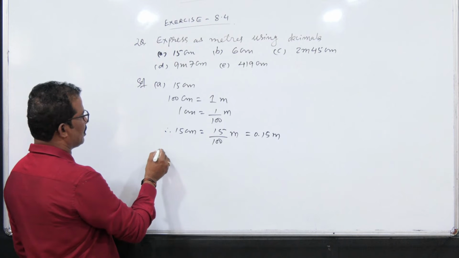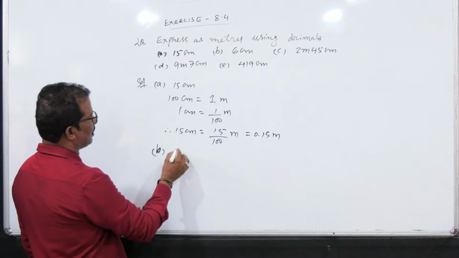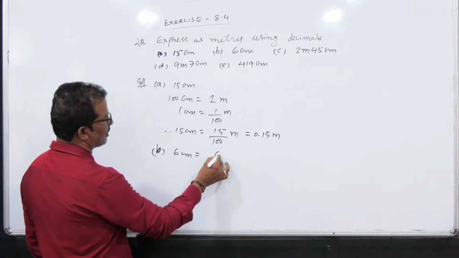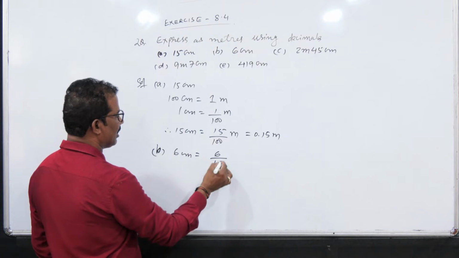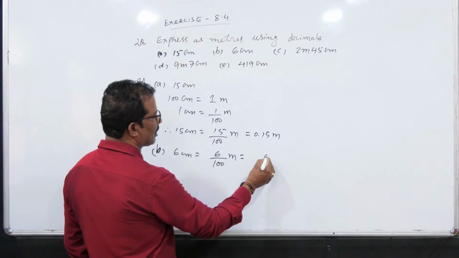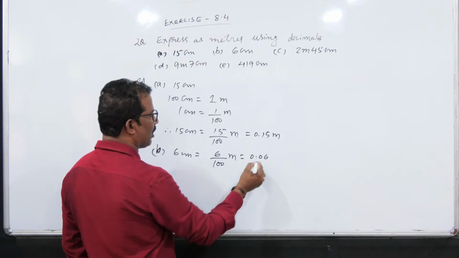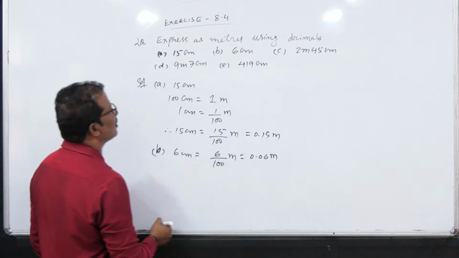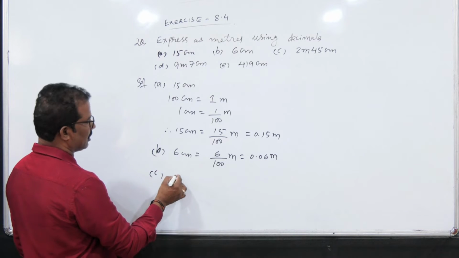Now see the next question, that is B. What is that? 6 centimeter. That means 6 by 100 meter only. If you divide 6 by 100, we will get what? 0.06 meter only.